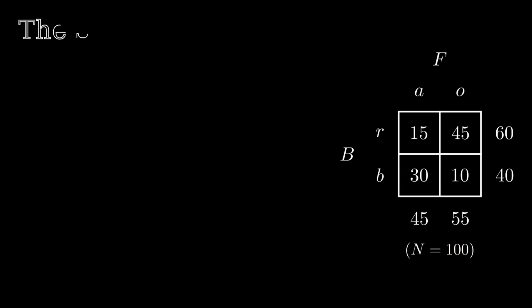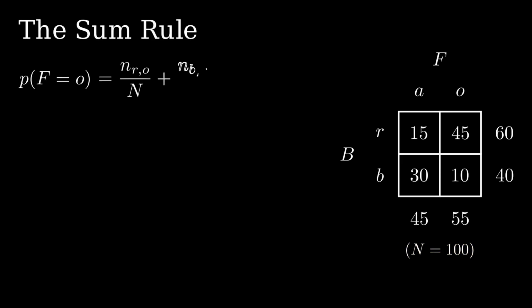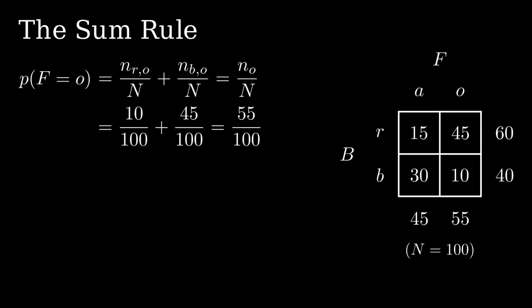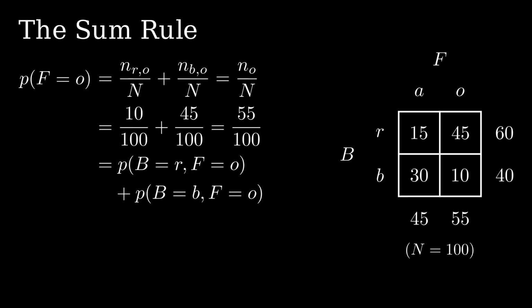We now come to the sum rule. Say we want to know the probability of choosing an orange regardless of the box. This is calculated by summing the number of times an orange was chosen in the red box, so 45 times, and the blue box, so 10 times, divided by the total number of trials, which is 100. We sum the probabilities of picking an orange from each box individually. This is the essence of the sum rule.